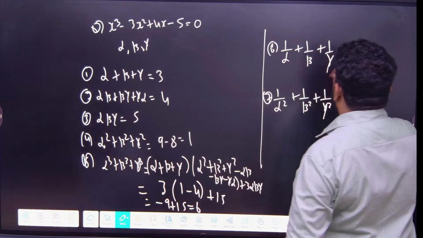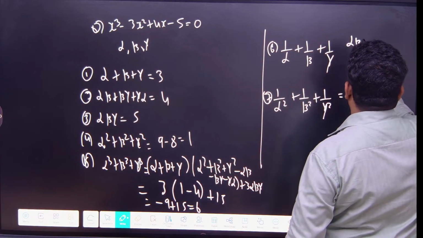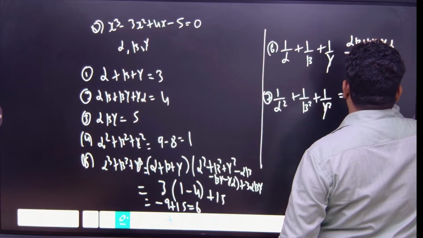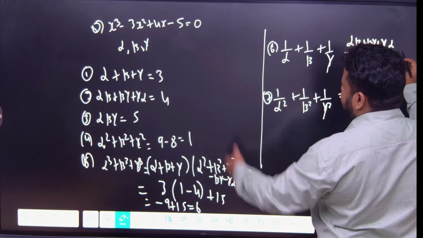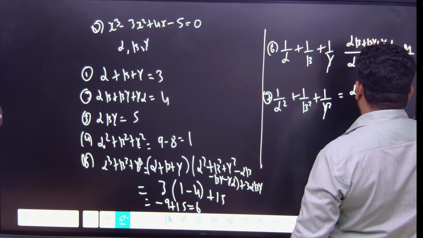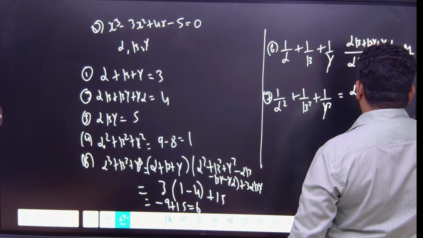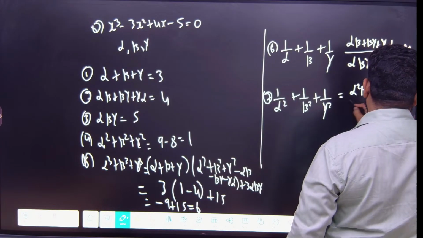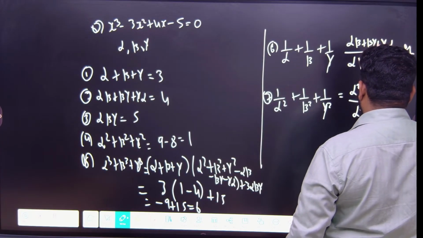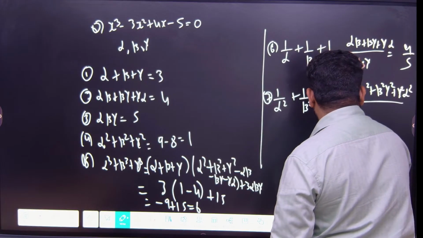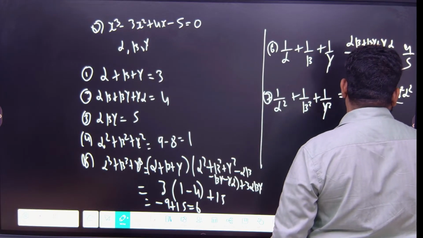Now see here, if I take the LCM, I will get alpha beta, beta gamma, gamma alpha divided by alpha beta gamma. So this is 4 by 5. Now if I take here, what will I be getting? Alpha square, beta square, gamma square, divided by alpha beta gamma whole square.